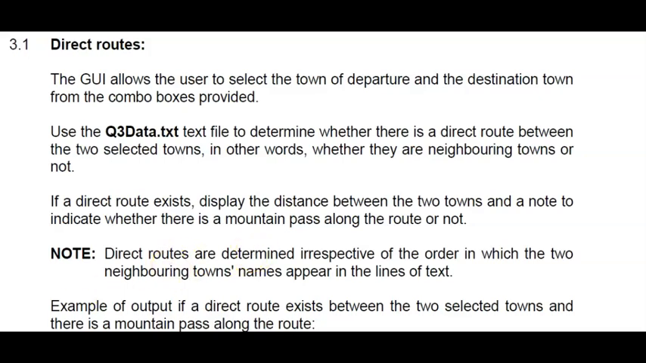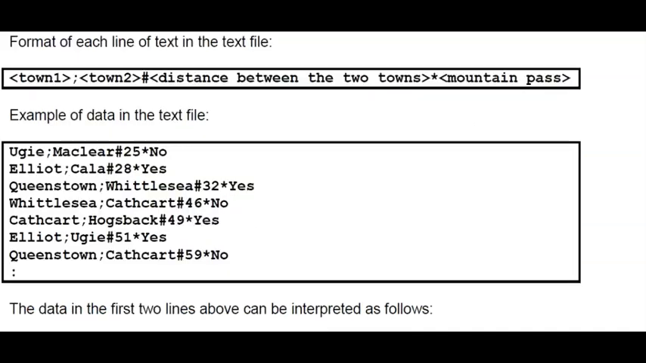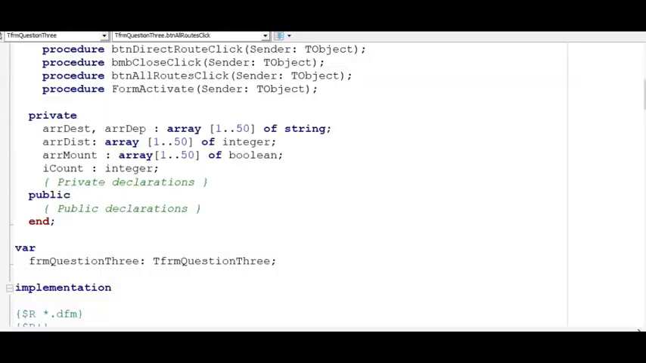I'll scroll up to show you the data from the text file. There we go. You press pause and try that first. So here I have the 2 string arrays from 1 to 50 to store the departure and the destination. My array distance to keep the distance between the 2, and then whether it contains a mountain pass or not. I used Boolean there. You could have declared this array as a string as well, it doesn't really matter. We'll use it in a similar way.